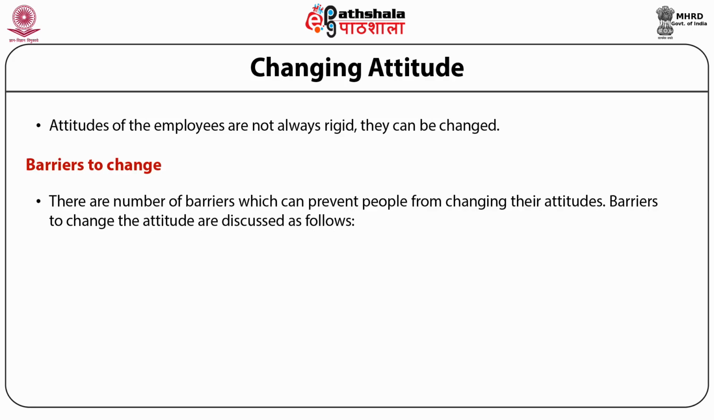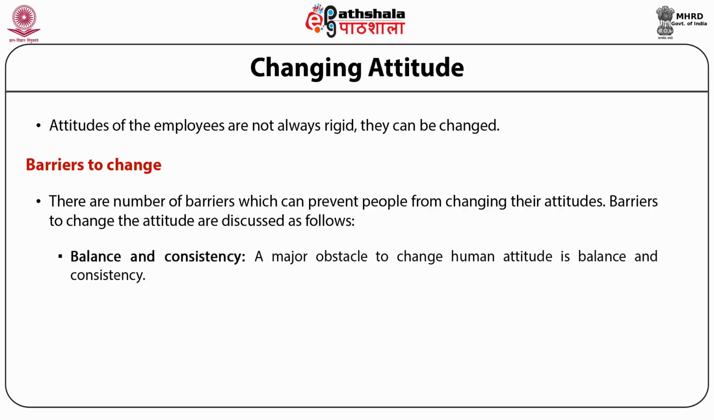The first barrier to change the attitude is balance and consistency. It means that human beings always prefer the state of consistency between their attitudes and behaviors. When attitudes and behaviors are not consistent, individuals start feeling uncomfortable and tend to reduce the inconsistency and restore the state of consistency between attitude and behavior.